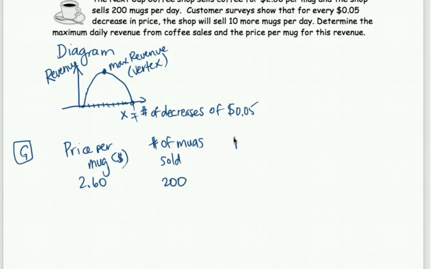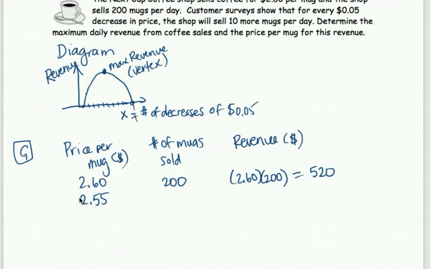So what's our revenue for that day? How much money did we make then? We're going to multiply those. You just take $2.60 times 200 mugs, and you end up with $520 that day. So that's the revenue that you make. But we're trying to figure out here what's the maximum amount of money. So we're going to drop it 5 cents.